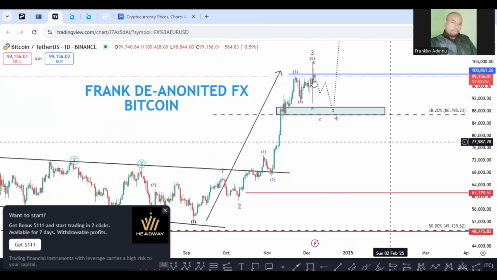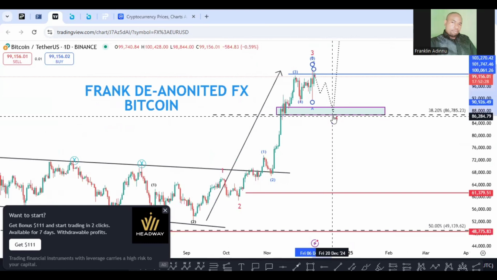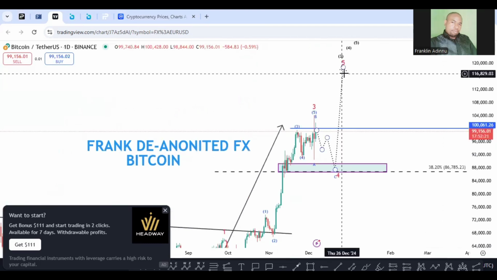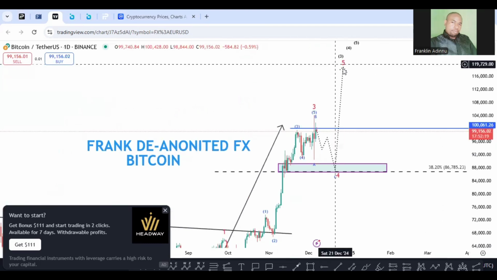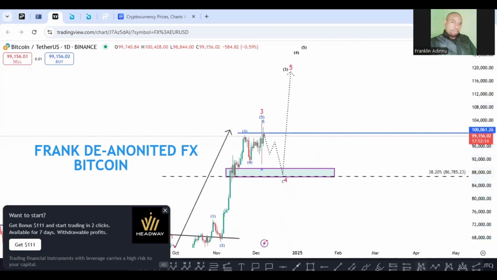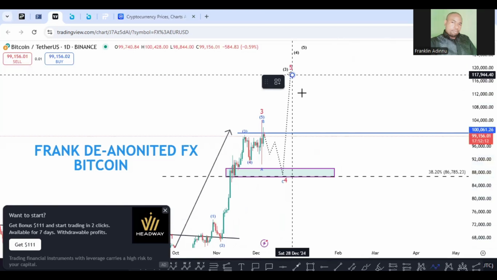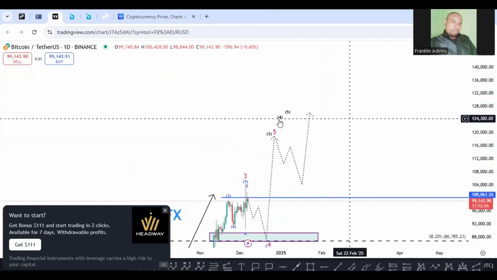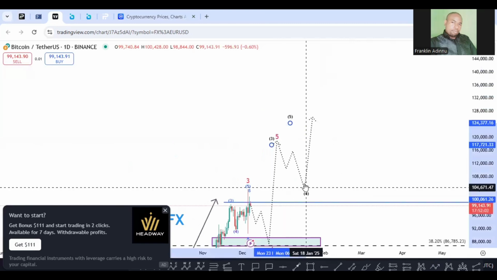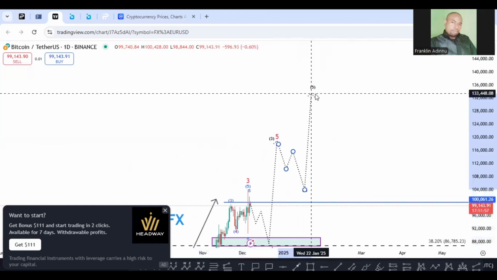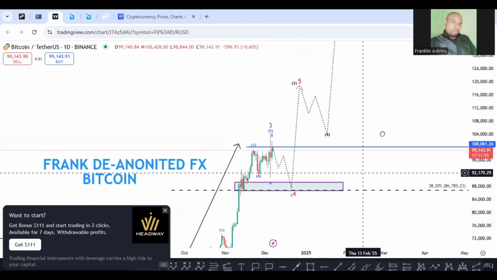So once this C comes here, it becomes what? Wave 4 of the wave 3. Then wave 5 of wave 3 will come towards 120. Here wave 3 will come. Then another correction will come again, another small correction towards here, and then the final move. This place will be wave 4, and the final move will come towards 150, 160, or it can even go towards 200 maybe.